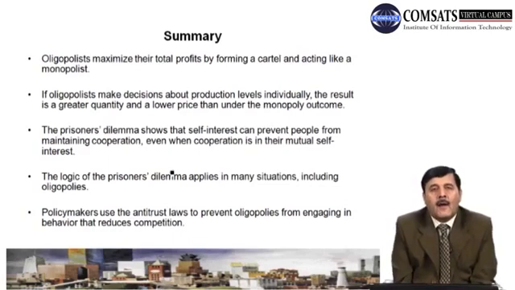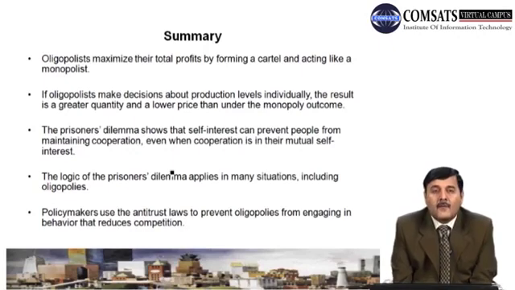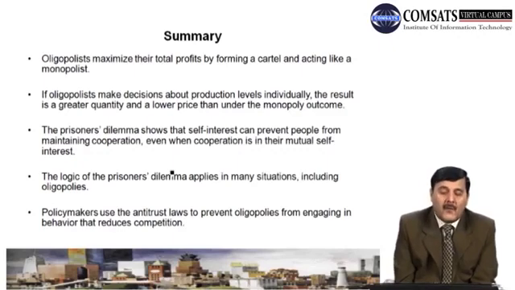और हमने कहा कि how the oligopolistic firm can maximize their profit. They can maximize their profit by making cartels or by collusion. So if they make cartels, so they act like a monopolistic firm. When they act like a monopolistic firm, they charge price greater than marginal cost, and so they maximize their profit. If oligopolistic make decisions about production level individually, so the result is greater quantity and lower price, and then under monopoly if they cooperate with each other.